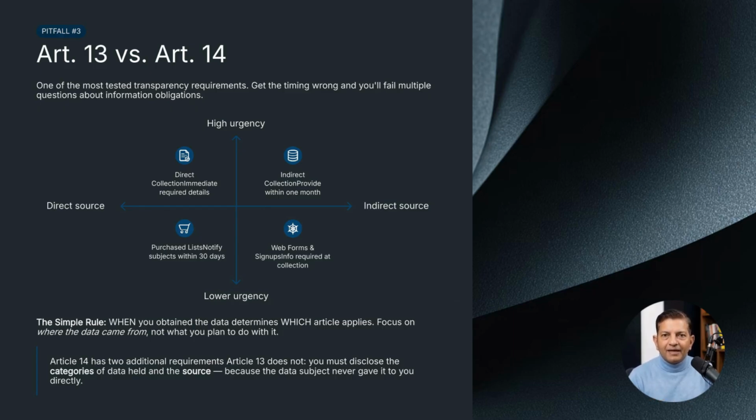Watch for these exam red flags. Article 13 indicators: collects data from customers, registration form, subscription, directly from data subject. Article 14 indicators: obtained from third party, purchase list, business partner provided, publicly available sources. The key exam trick: focus on where the data came from, not what you're planning to do with it. The source determines which article applies.